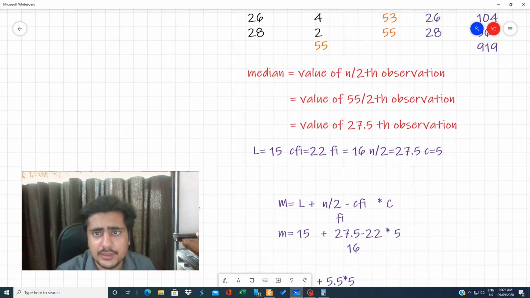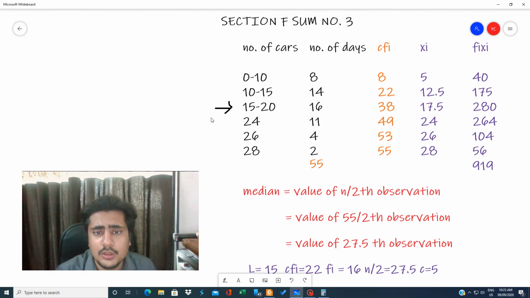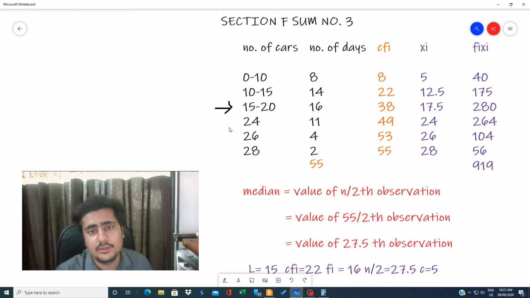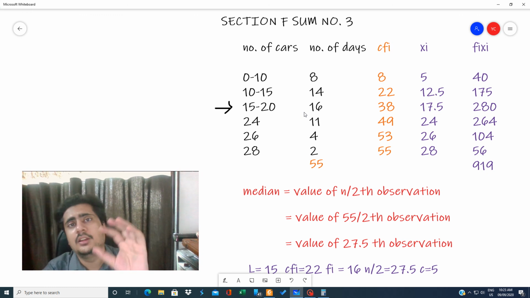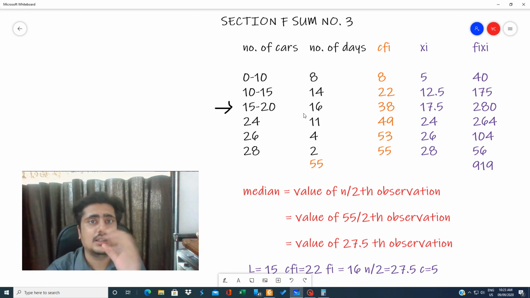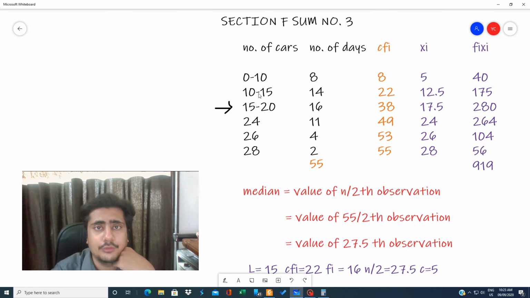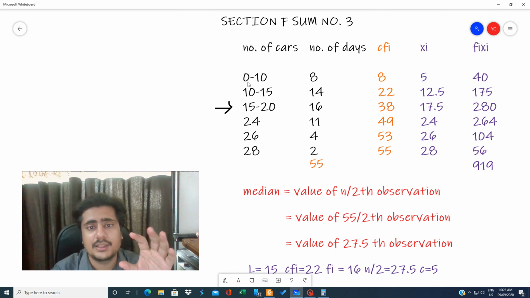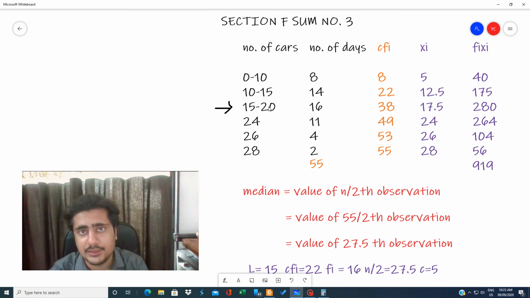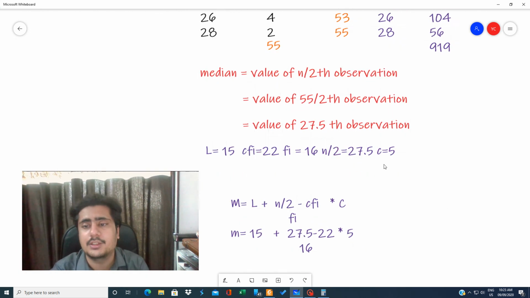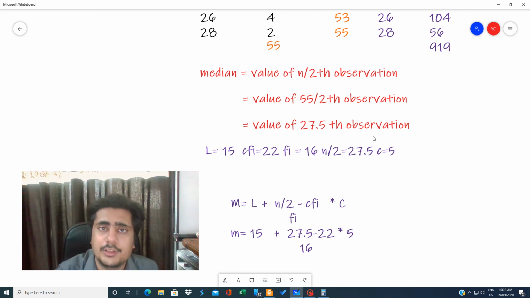Then in the exercise sum also, when I selected the 27.5th observation, it was in the class 15 to 20. The length of the class depends upon which class you are selecting. If I select class 10 to 15, my length would be 5. If I select class 0 to 10, my length would be 10. In this sum, we are selecting 15 to 20, so my class length is 5.